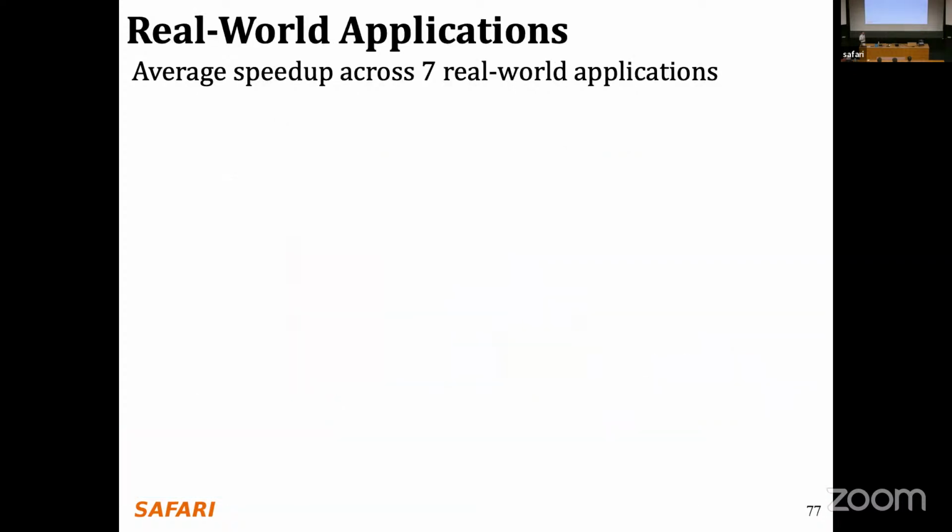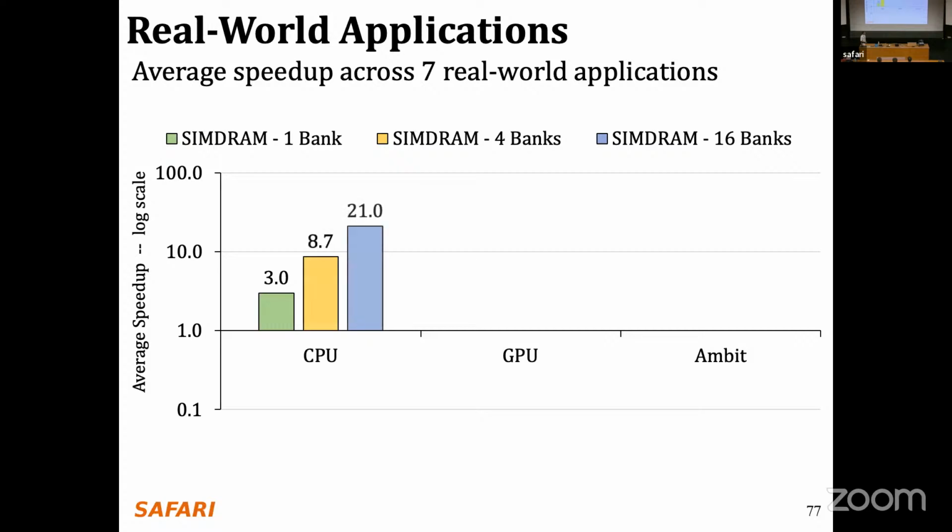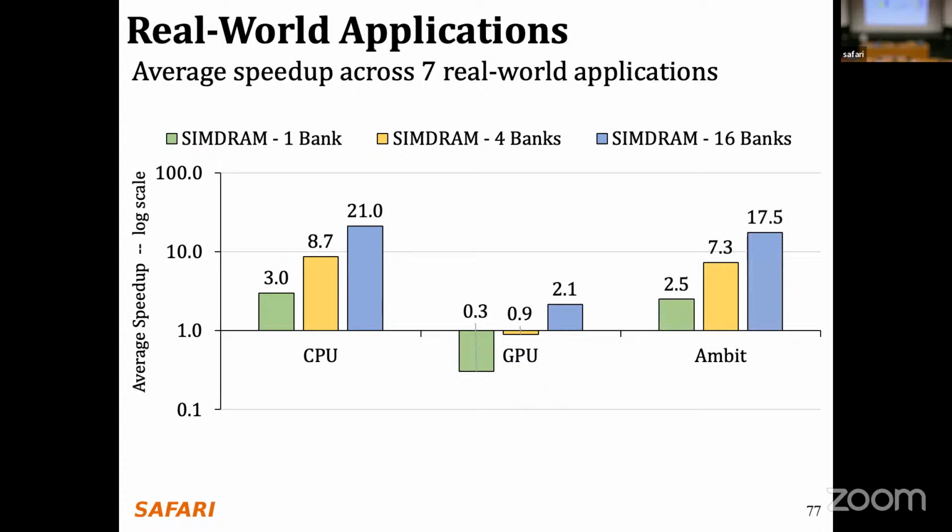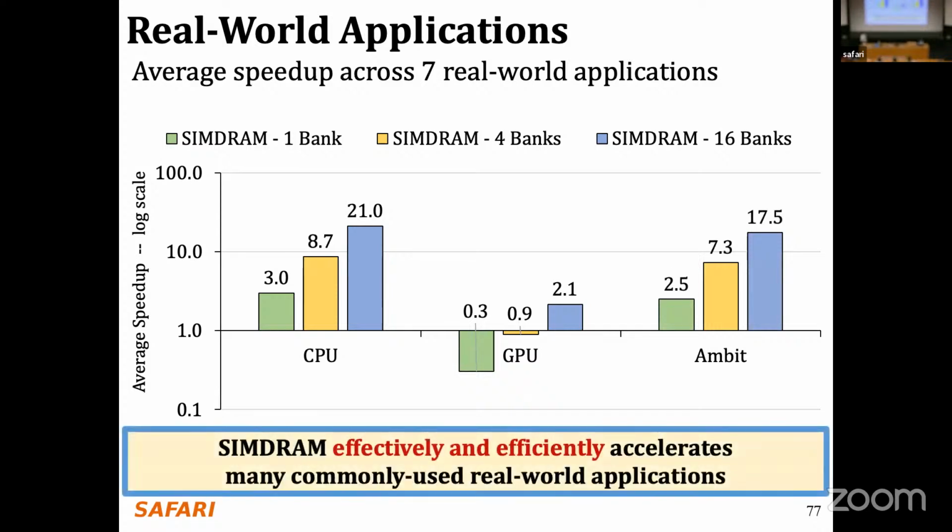And after that, we take those 16 in-DRAM operations like addition, multiplication, all of those, and we look at 7 real-world applications which are memory bound, and we manually modify them to use this substrate, to use those new operations in DRAM. And we see that by doing so, we can significantly outperform the CPU, the GPU, and Ambit in all of the cases. So SimDRAM is an efficient and effective solution for real-world applications themselves.